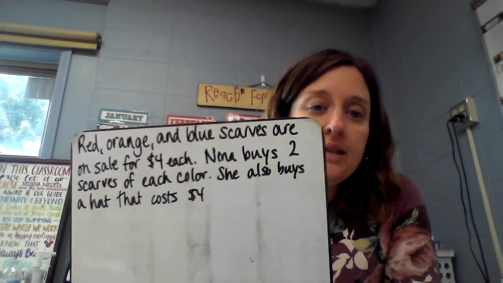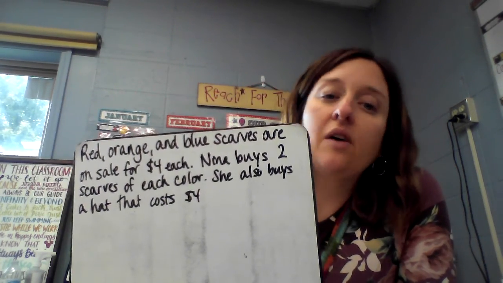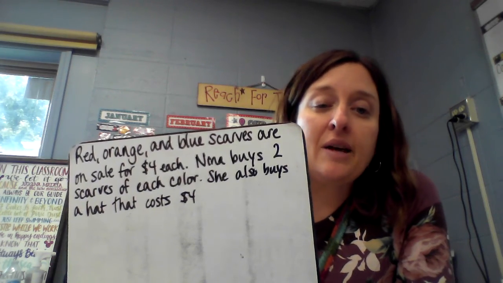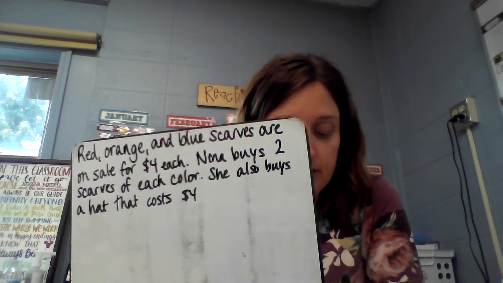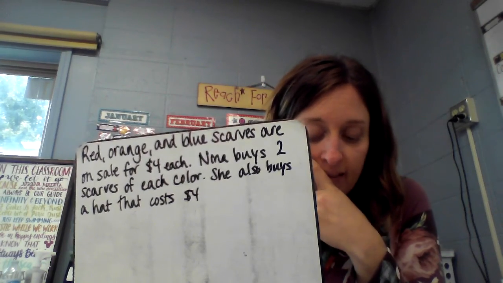It says red, orange, and blue scarves are on sale for $4 each. Nina buys 2 scarves of each color. She also buys a hat that costs $4. So let's think about this here. I'm going to draw a diagram that will help me solve this problem, because I think that when I get to a word problem, if I draw it out, it's so much easier for me to see the problem and to understand what they're asking me.